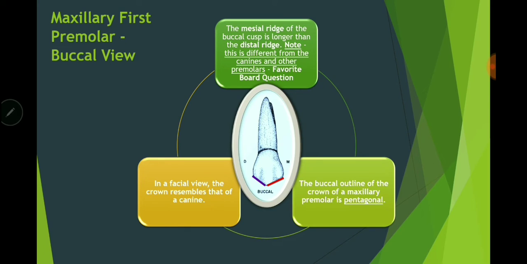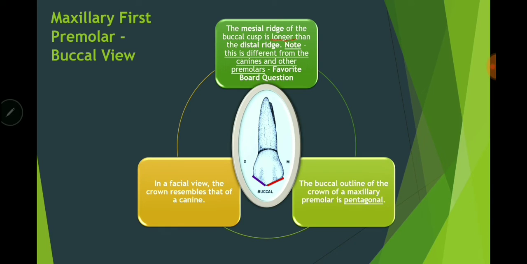And the buccal view of the maxillary first premolar. The mesial ridge of the buccal cusp is longer than the distal ridge. Remember that, not just the mesial ridge of anything, but the mesial ridge of the buccal cusp is longer than the distal ridge of the buccal cusp. This is the buccal view. This is different from canines and other premolars. This is a favorite board question.